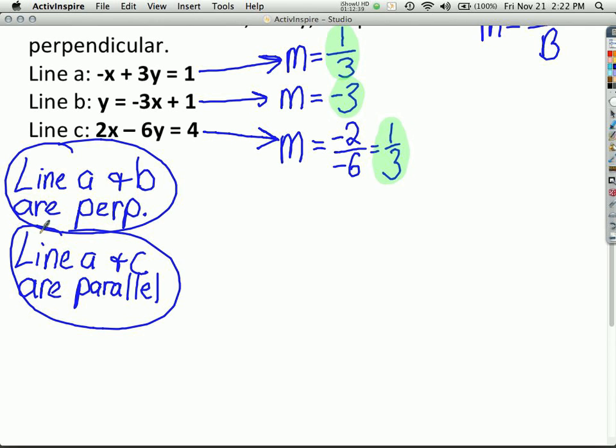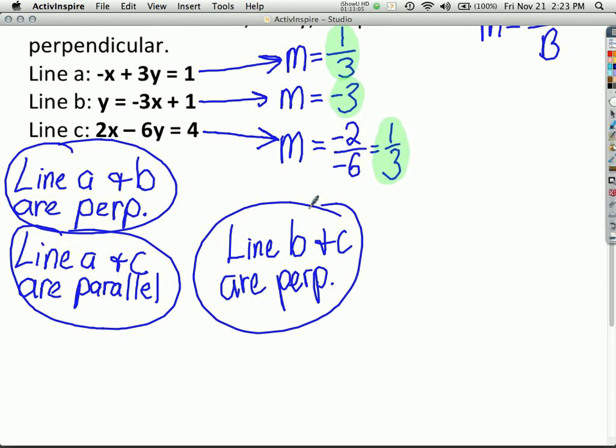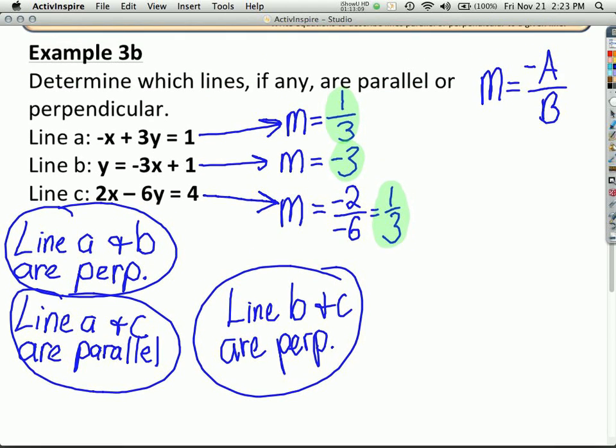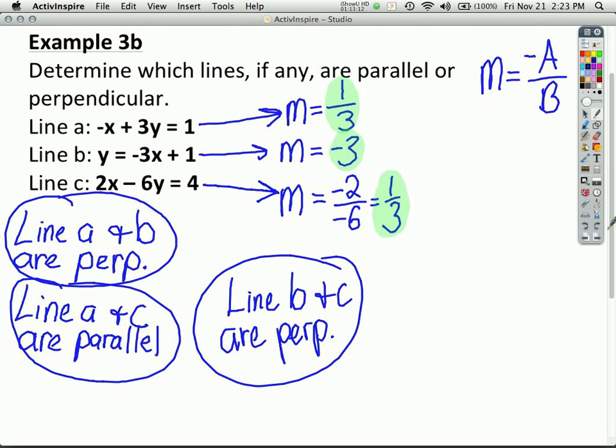Is that it? Anyone have any other observations? Paige. Lines B and C are perpendicular. I'm going to write over here: Line B and C are perpendicular. Give me a thumbs up if you agree with that. Yeah, I agree with that. We had 3 statements we were able to make. So we have figured out which ones are parallel and which ones are perpendicular.